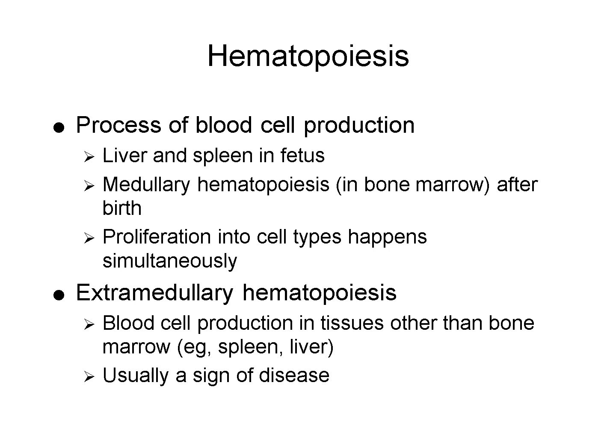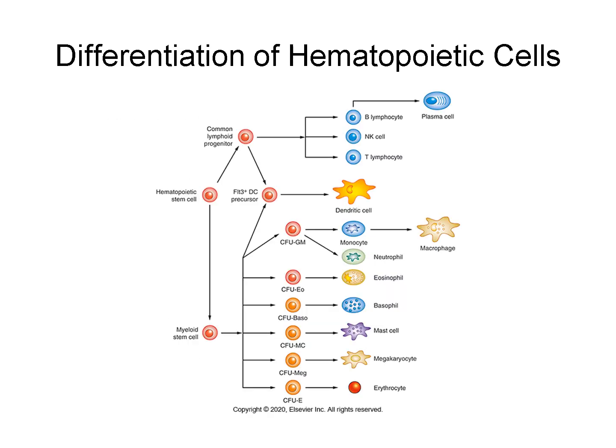Hematopoiesis is the ongoing process of blood cell production. In the fetus, hematopoiesis occurs mainly in the liver and spleen. After birth, it shifts to the bone marrow. Hematopoiesis involves the simultaneous proliferation and differentiation of blood cells into their mature forms. Occasionally, blood cell production can also occur outside the bone marrow in a process called extramedullary hematopoiesis, which typically signals disease.